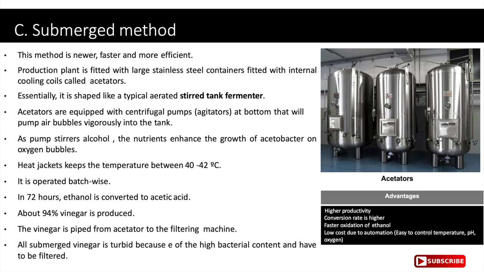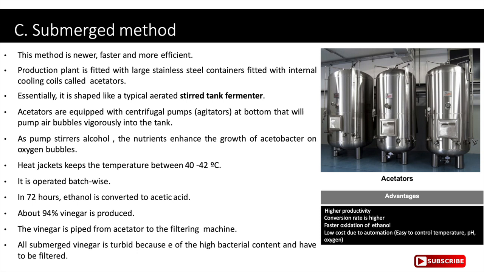Heat jackets keep the temperature between 40 to 42 degrees Celsius. It is operated batch-wise. In 72 hours, ethanol is converted to acetic acid. About 94% vinegar is produced. The vinegar is piped from the acetator to the filtering machine. All submerged vinegar is turbid because of the high bacterial content and has to be filtered.